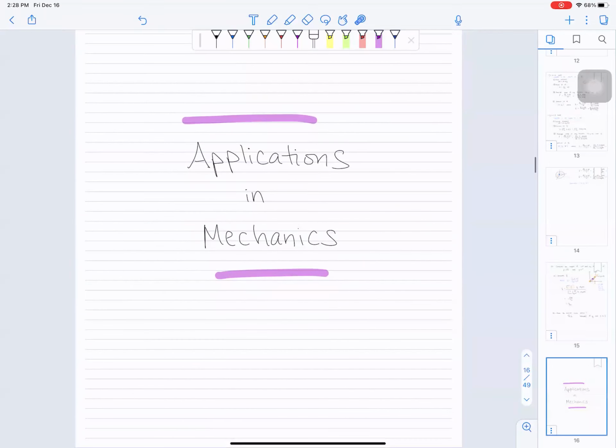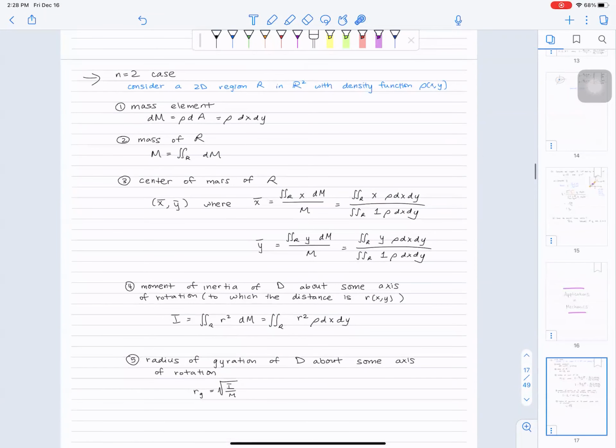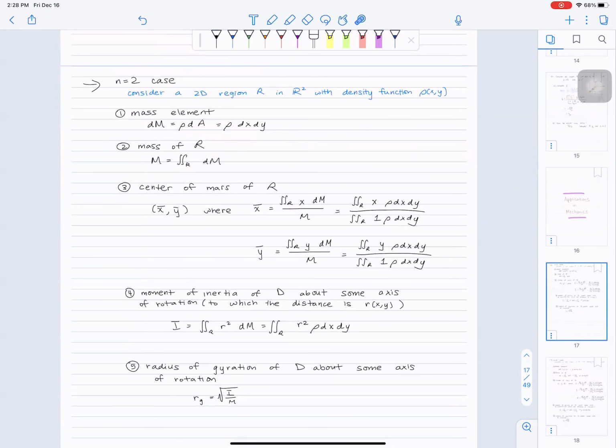Okay, so next we have applications in mechanics. Now we deal with density. For mechanics, we again have the 2D case and the 3D case. We have a mass element. If we integrate the mass element, we get mass. Now, instead of centroid, we have the analog in mechanics, which is the center of mass. The center of mass is similar to the centroid equation, except the only difference now is we have these densities, the rho, added in here.